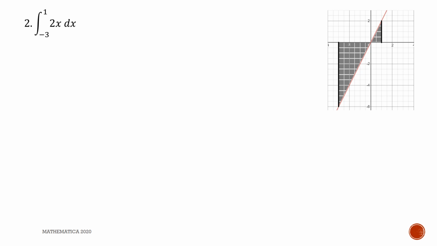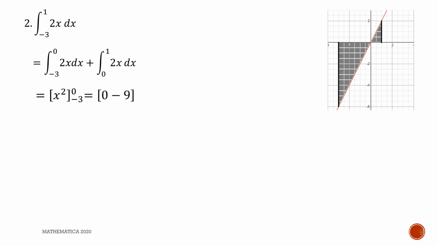Now here, in this particular case, I'm not asked to find the area underneath the curve, because once again, to find the area underneath the curve, it has to be non-negative. Here, I'm simply asked to evaluate this definite integral. So once again, I break this up into two parts. I go from -3 all the way up to 0, and then from 0 to 1. So first I evaluate the negative, and then I evaluate the positive.